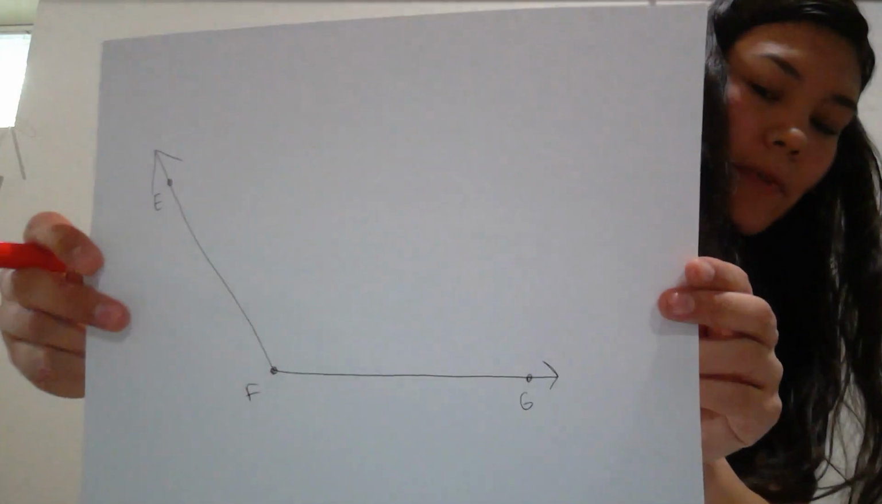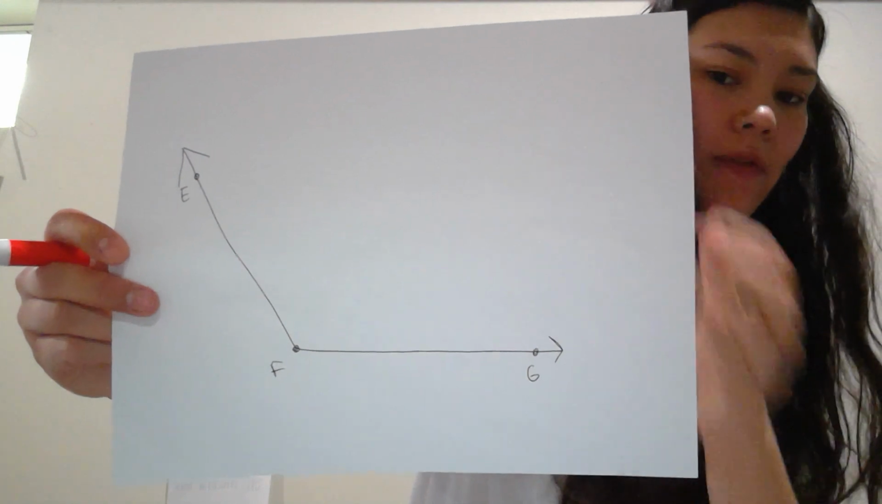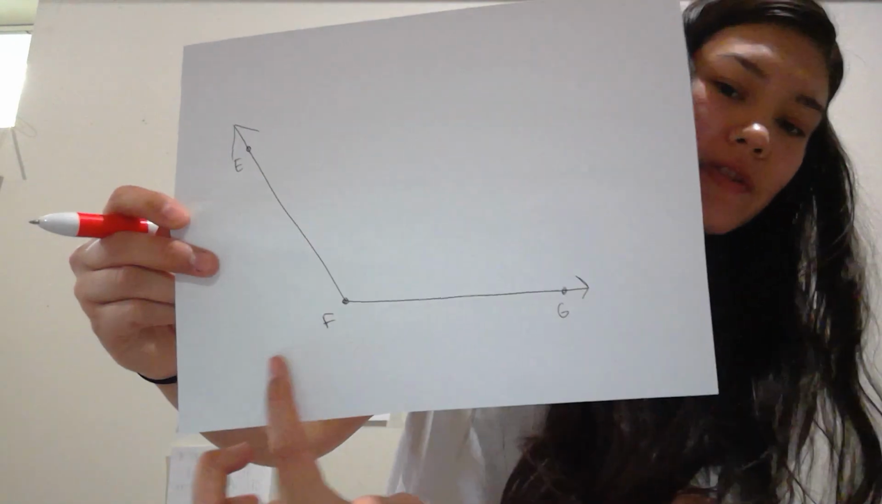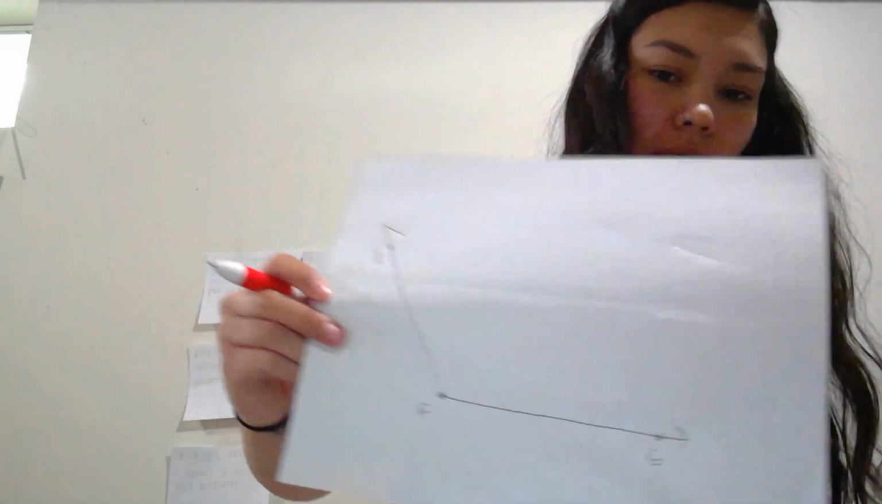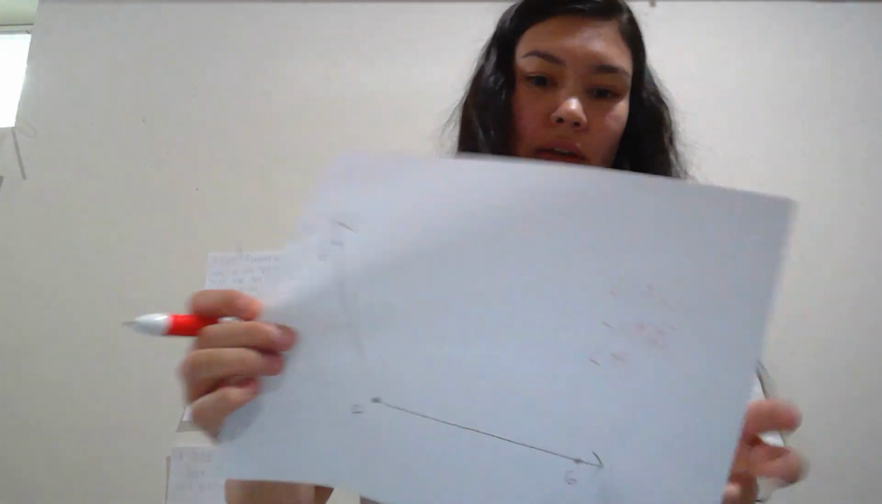Okay, what type of angle is this? This is an obtuse angle because it measures greater than a right angle. We could name it angle EFG, angle GFE, or angle F.